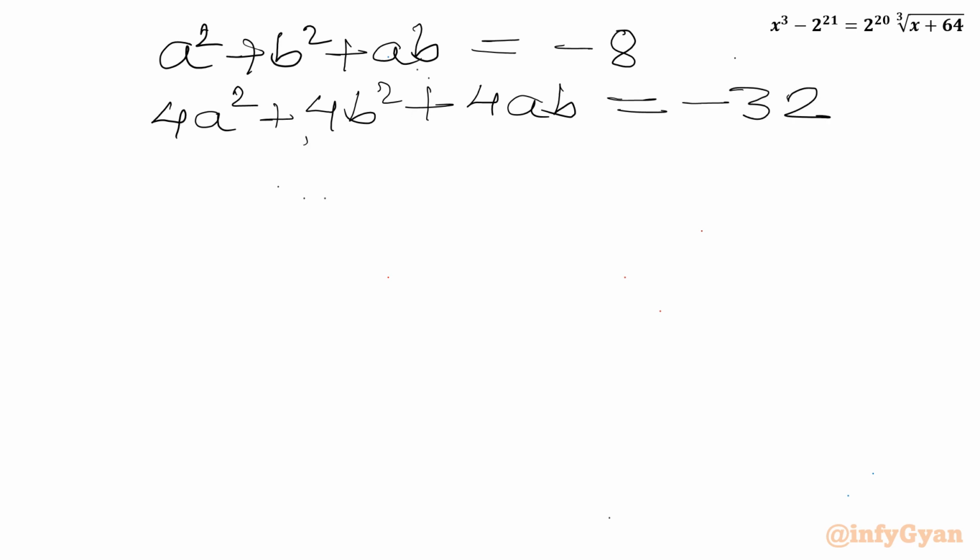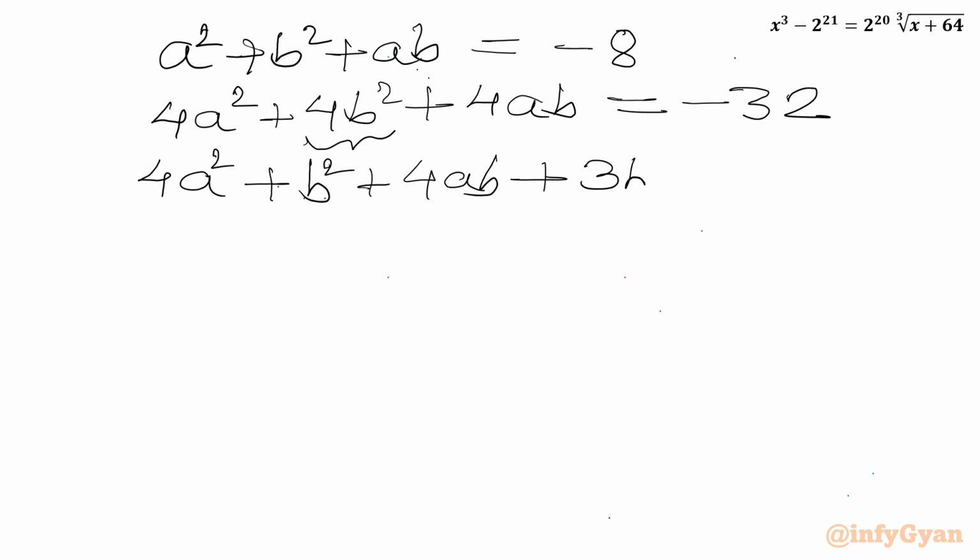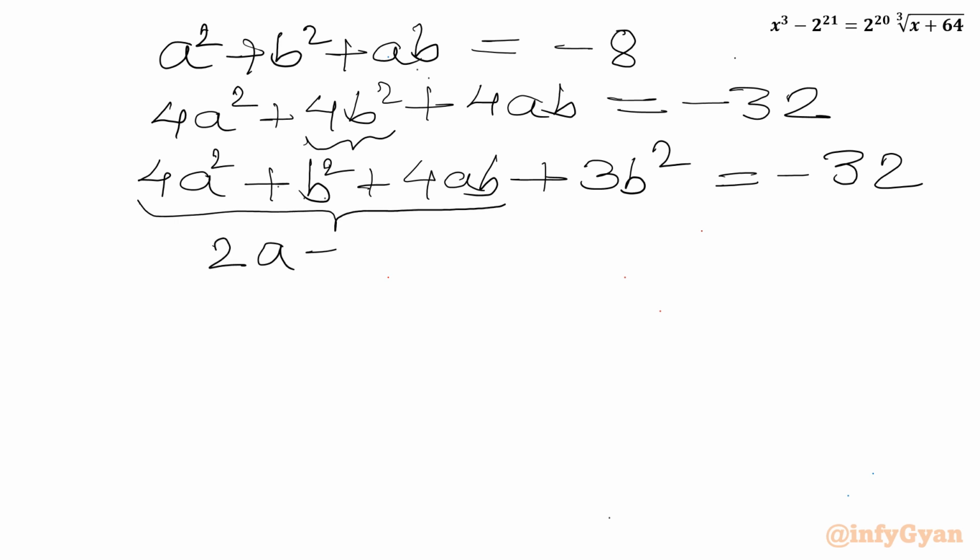Now we can split 4b square as b square plus 3b square. So the last term 4ab, then we can write 3b square equal to negative 32. Now from first three terms, we can write it is (2a plus b) whole square plus 3b square.